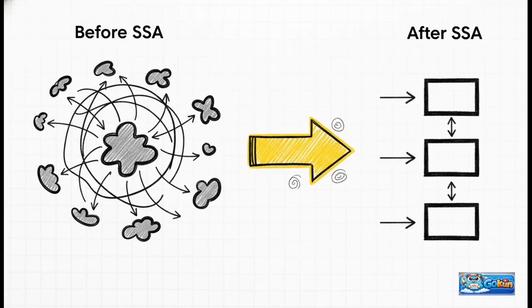Think about it. Before this, tracking a variable's value can get complicated, right? It can be changed all over the place. But in SSA form, every single value has one and only one origin. It gives the compiler this perfectly clear step-by-step map of your function's logic. And it's this clarity that unlocks all the powerful optimizations we're about to see.